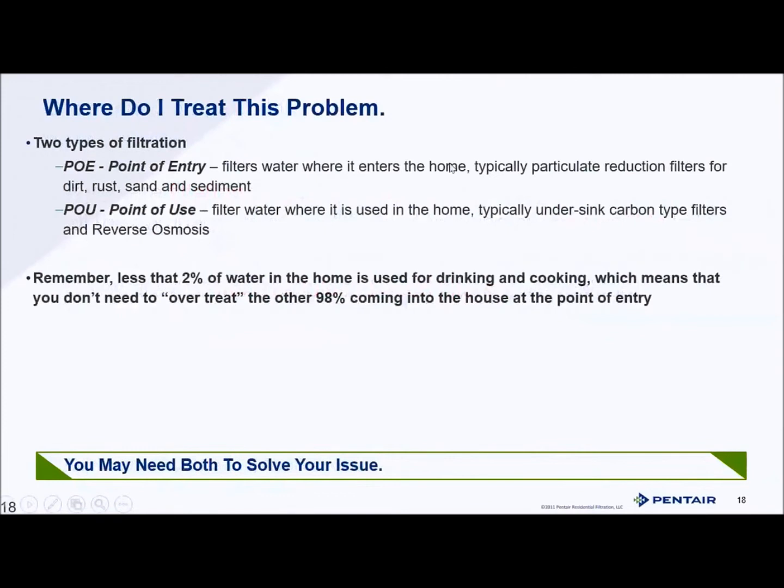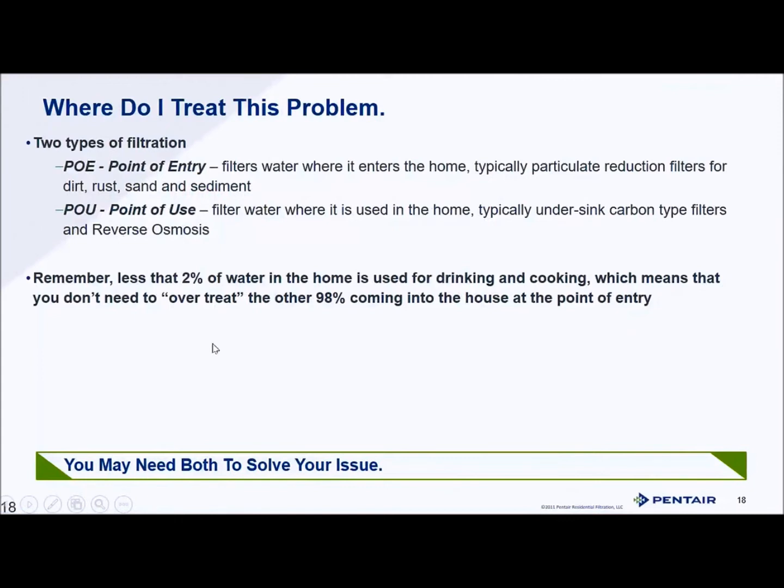So where do I treat my problem? Do I want to do it as point of entry? Is the issue large enough that I want to treat it where it comes into my home, or do I want to treat it where I use that water? Now, in some places, you may need to do both.